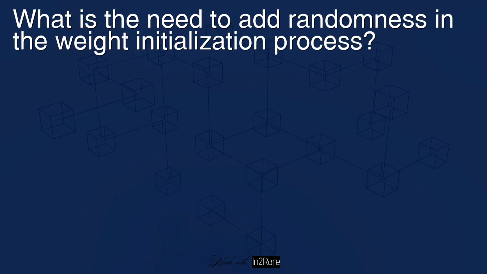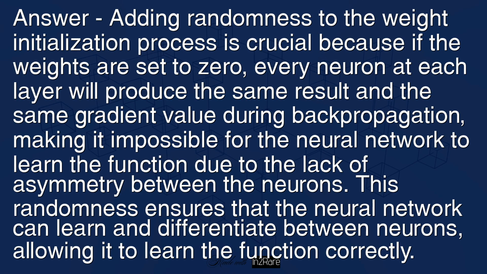What is the need to add randomness in a weight initialization process? Answer: adding randomness to the weight initialization process is crucial because if the weights are set to 0, every neuron at each layer will produce the same result and the same gradient value during backpropagation, making it impossible for the neural network to learn the function due to the lack of asymmetry between the neurons. This randomness ensures that the neural network can learn and differentiate between neurons, allowing it to learn the function correctly.